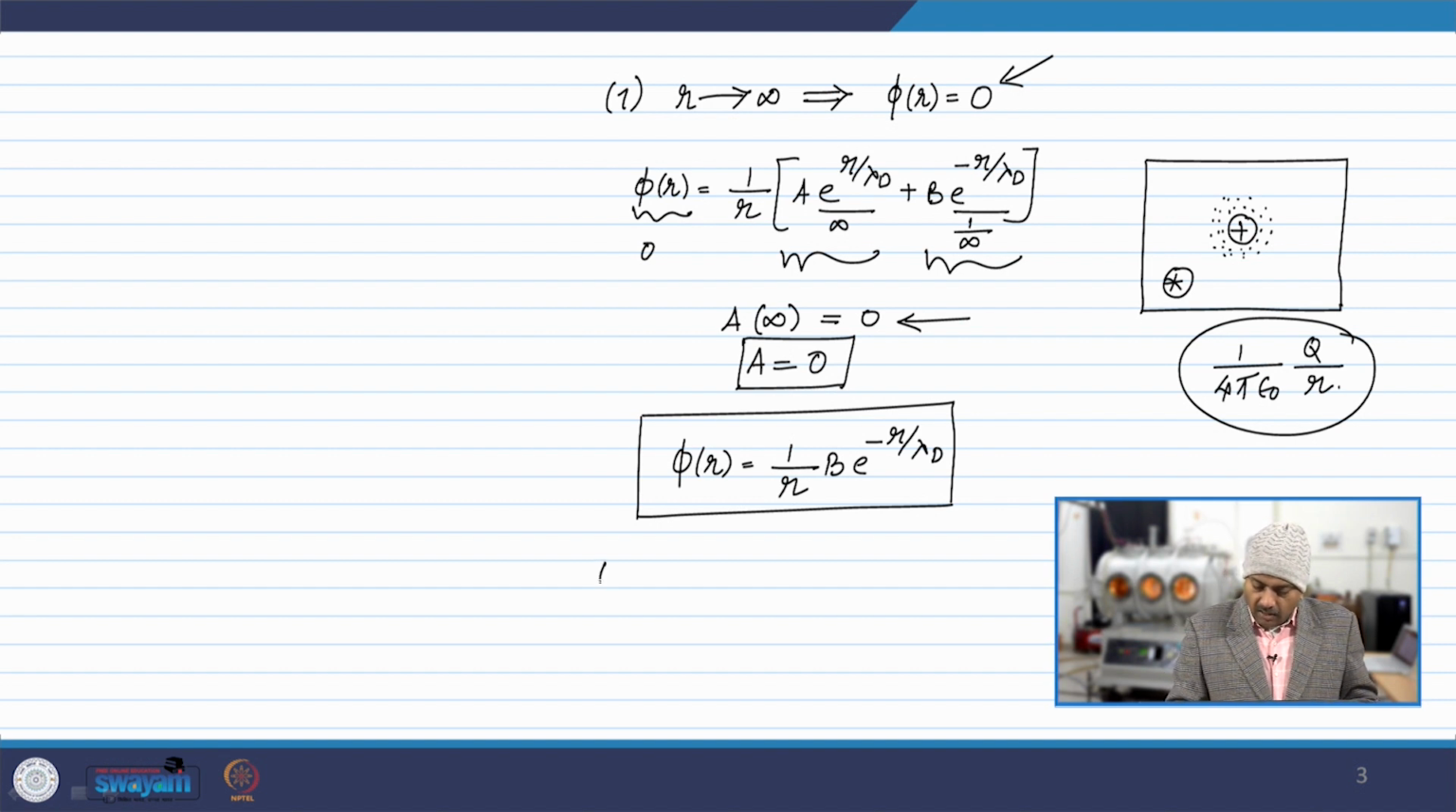Let us take another extreme condition or another boundary condition. Let us say when r tends to 0. What happens when r tends to 0? When r tends to 0, you are at the positive charge itself, right. So, in that case, it is natural that we can only expect the potential phi of r to be coulombic in nature, which is 1 by 4 pi epsilon naught r. When r tends to 0, you would expect that the potential will be phi equals q by 4 pi epsilon naught r.